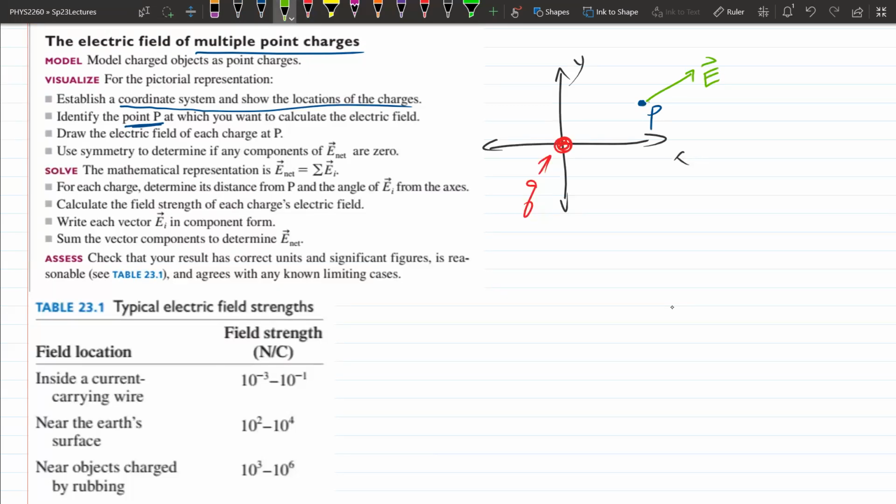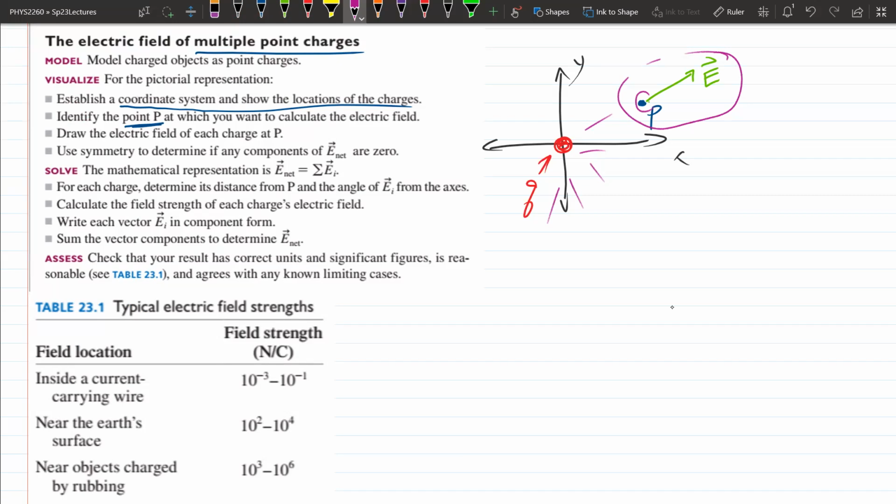I don't start it at the charge, okay? Even though there is electric field all around the charge, the only electric field I'm concerned with is the one at point P. I want to figure out if I put a positive charge there, how much force will it feel. So I'm only concerned with the electric field at point P, because there are infinite places you can calculate this electric field at.